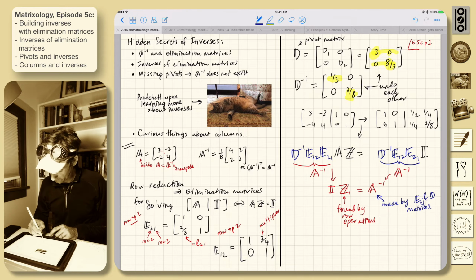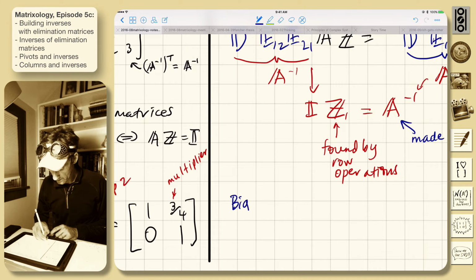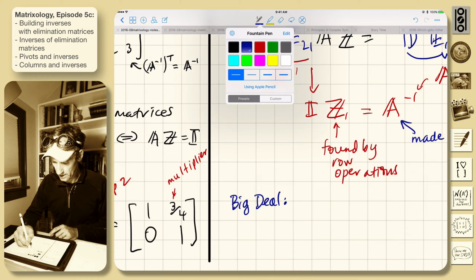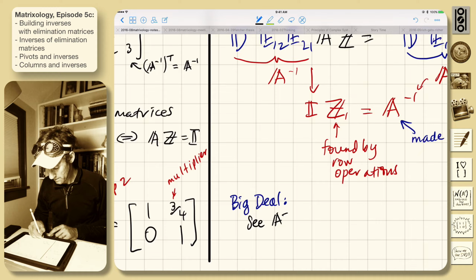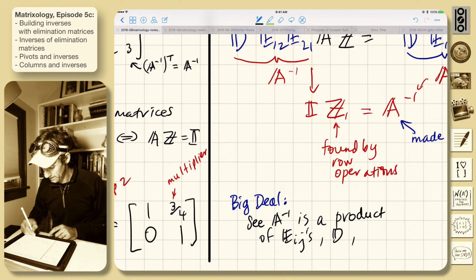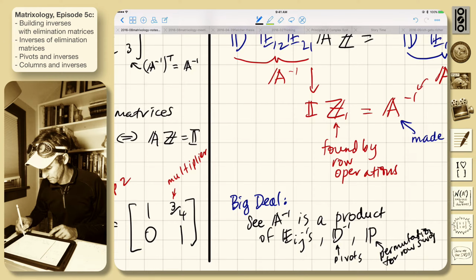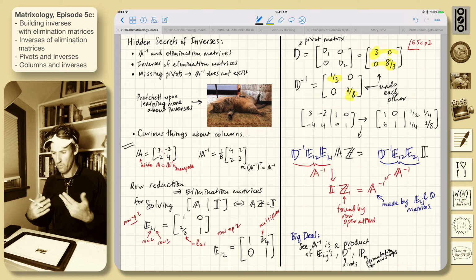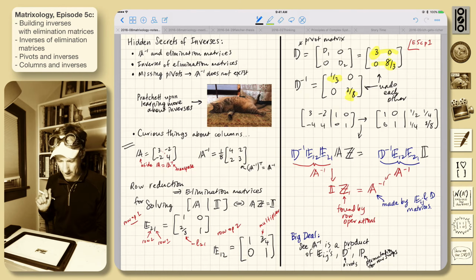All right. So this is a big deal. Let me just write it here. The big deal is we see A to the minus 1 is a product of the E_IJs, the D matrix, the inverse of the pivots. Pivots are in here, and then potentially this as well. We need to keep a permutation matrix. We don't talk about it too much, but you may have to for row swaps. So there may have been some row swaps going on. I'll pop that back in now and then. Okay, good. So that's a big deal.